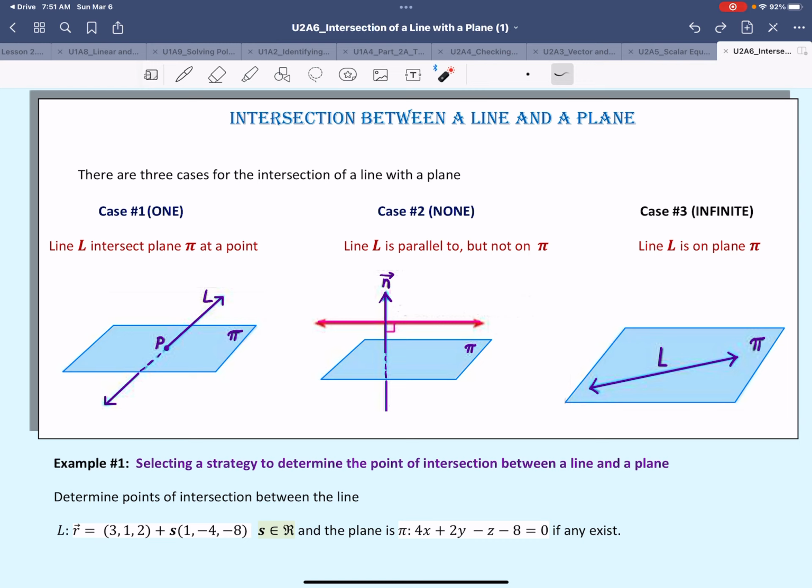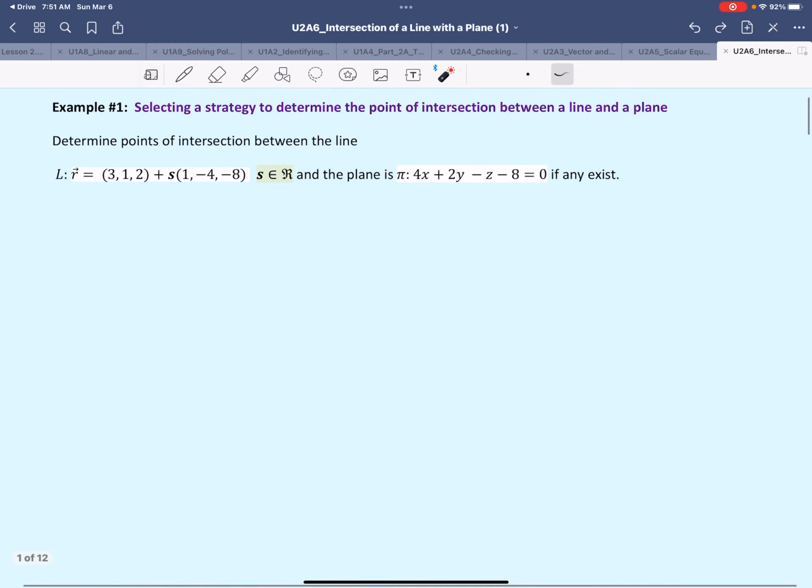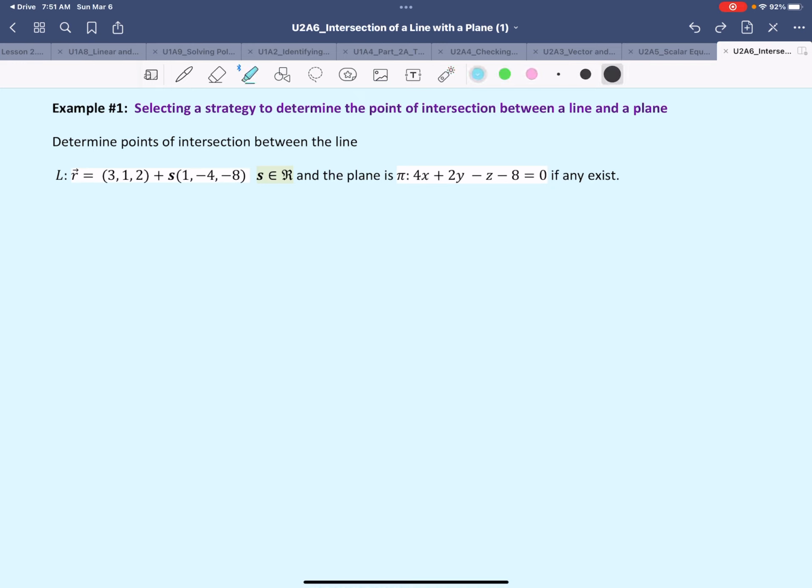So we're going to take a look at three different examples that illustrate each case so that we can see how the algebraic solution will represent or describe each case or will fit each case. The first example, number one, we are given the equation of some line in vector form and the equation of some plane in scalar form. And we want to find the intersection point.